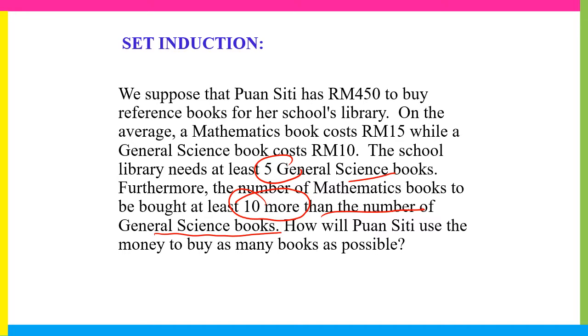Okay, now, first thing we need to know is what are the representations in mathematics. So we have a fund to buy mathematics and general science books that we know. And then the price for mathematics is 15, on average, while a general science book is 10. Okay, at least 5 general science books, and then mathematics must be at least 10 more than the number of general science books. Okay, so how to solve this problem?